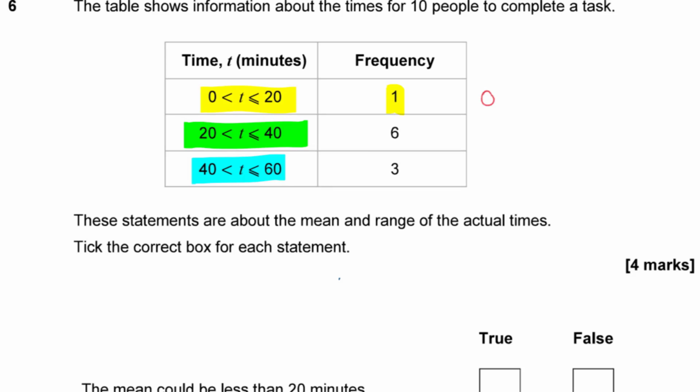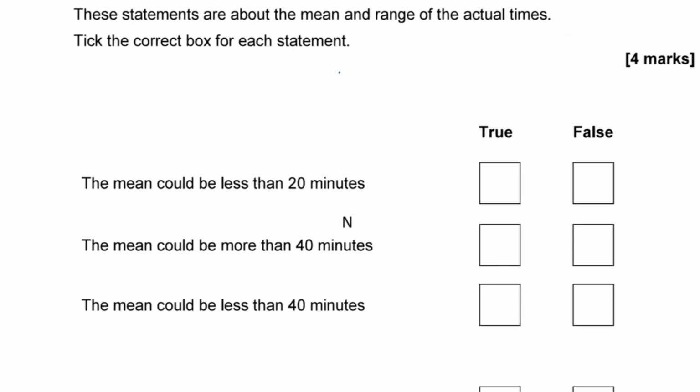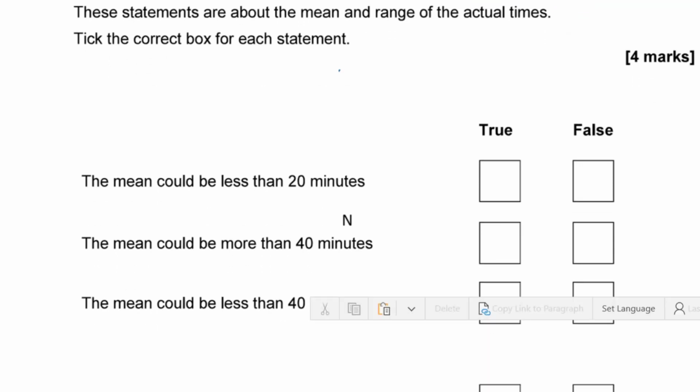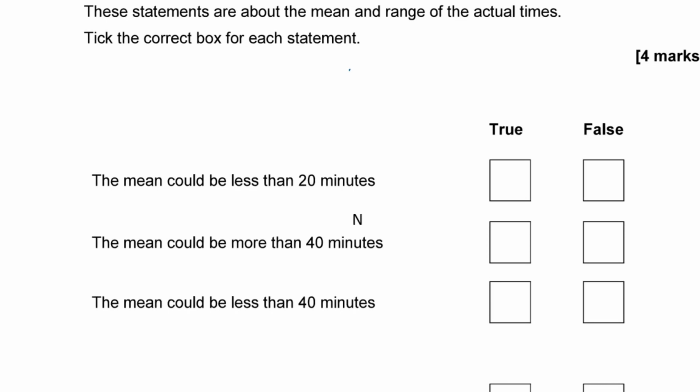And the same, we'll take the lower bound of the other two. So let's assume these 6 people took just over 20 minutes and these 3 people took just over 40 minutes. Then multiplying those through, 1 times 0 is 0, 6 times 20 is 120, and 3 times 40 is 120. Gives you a total of 240 minutes. And if you divide that by 10, that's going to give you a mean of 24. So the mean cannot be less than 20 minutes, because if I take the smallest possible bounds, I only get a calculation of 24, so that's got to be false.